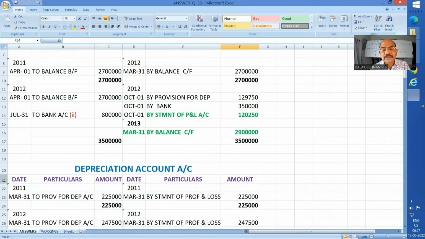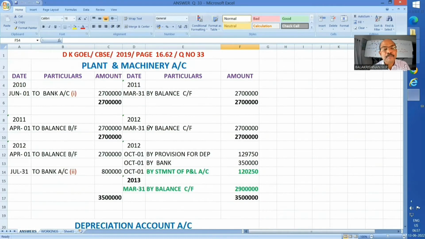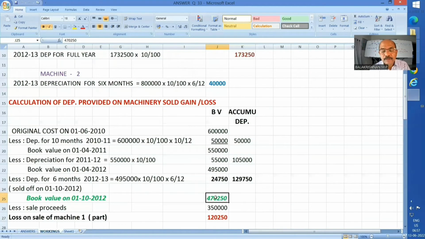We realized 3,50,000. So bank to plant and machinery, by bank 3,50,000. Now, whether it's a profit or loss. Well, 4,70,250 was the book value on the date of sale. How did you get it? Year beginning value minus the depreciation accounted for 6 months. This is the book value on the date of sale.